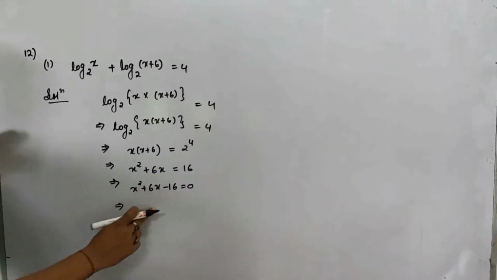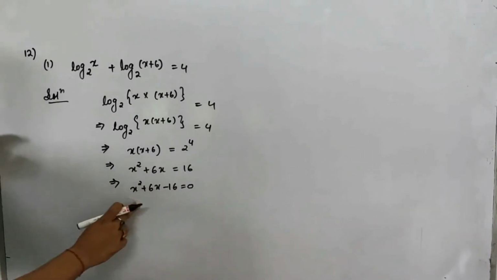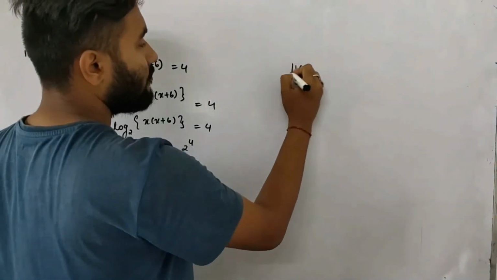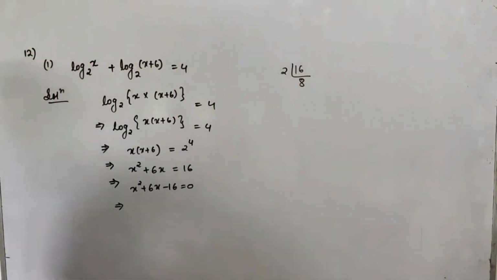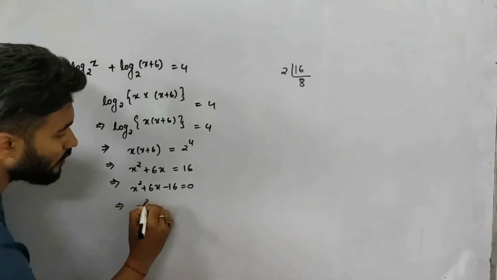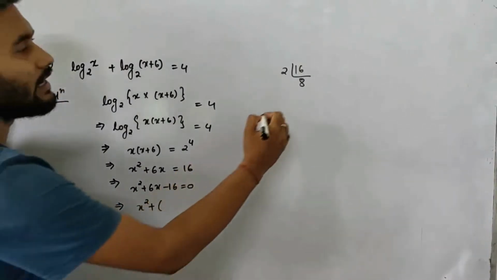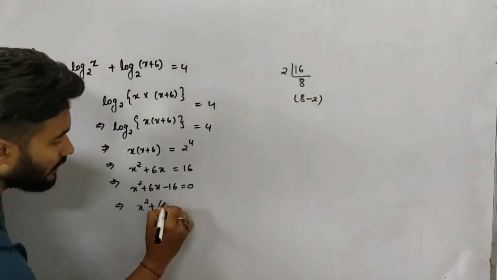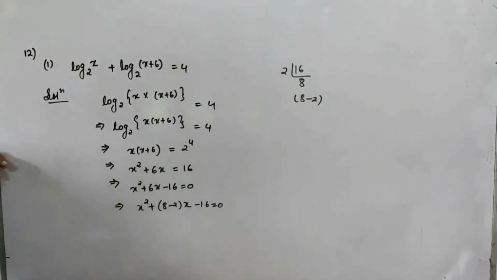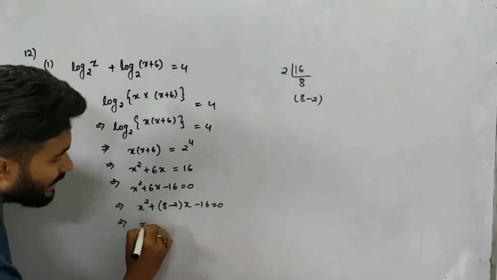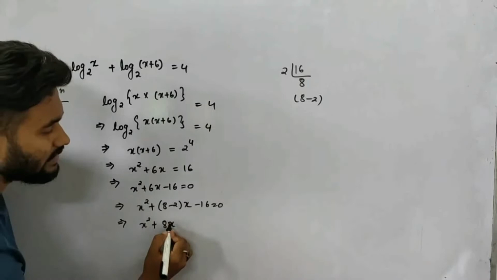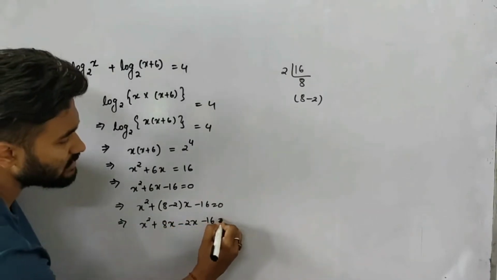What is the first term into the last term? 16, 1 into 16, isn't it? So I have to break this 16, that is 2 into 8 is 16. From 2 and 8, 6 will come. So we have x square plus, how will I get 6? 8 minus 2, isn't it? So 8 minus 2x minus 16 is equal to 0. Which implies x square plus 8x minus 2x minus 16 is equal to 0.